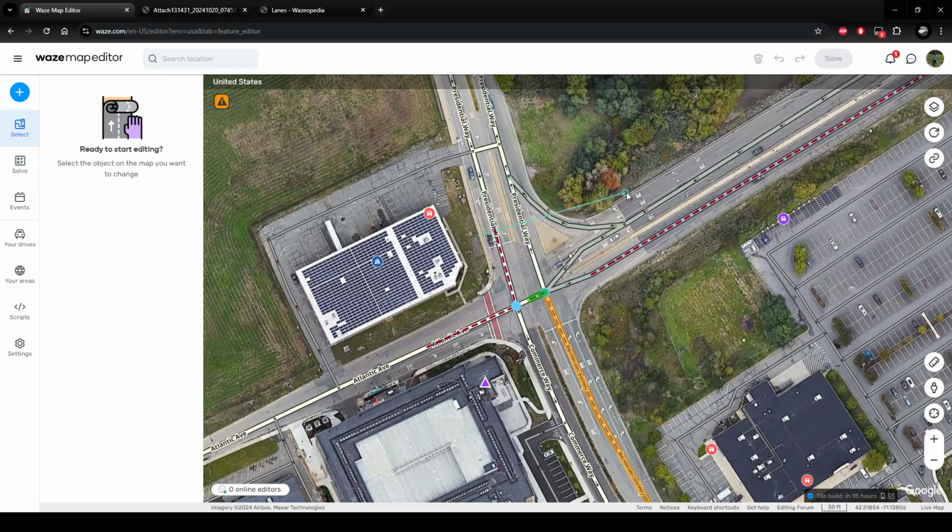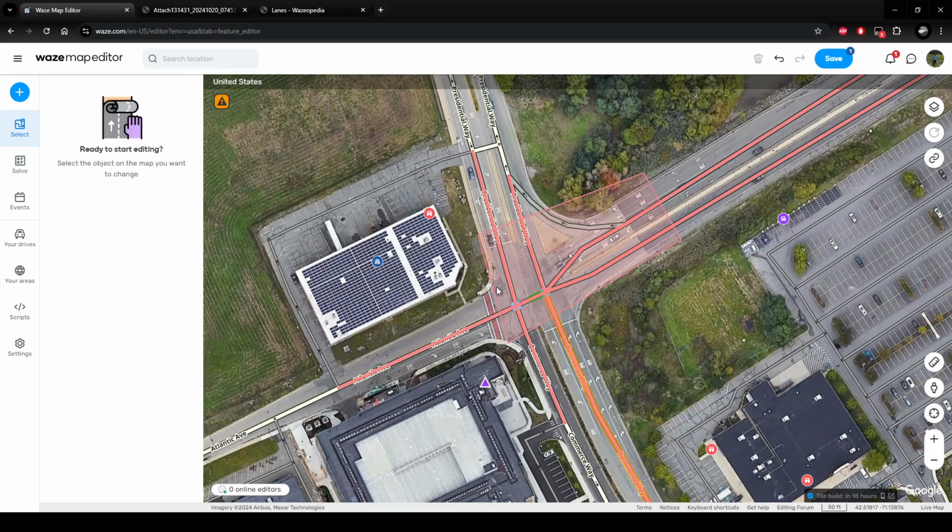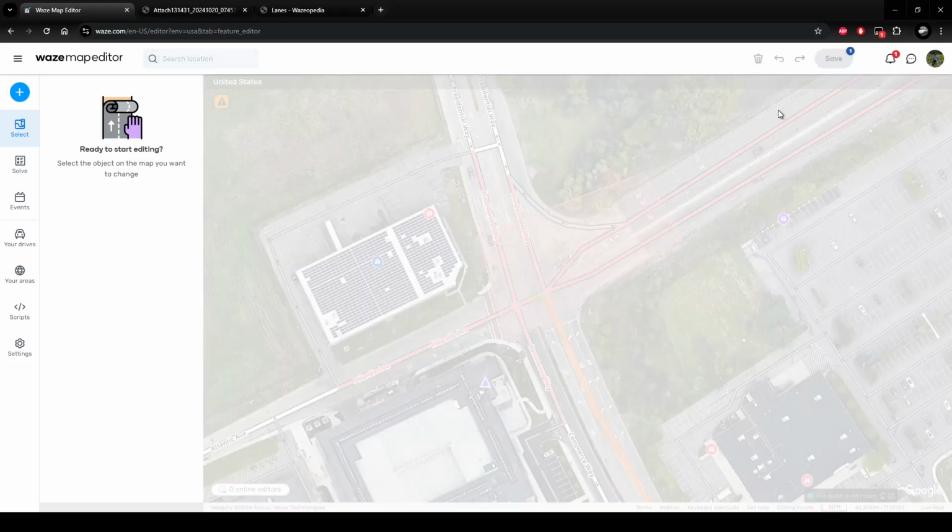I want to include over here so I can catch the split over here. And sometimes I draw them a little bigger than that. Sometimes I like to do shapes, but this should work fine. We shouldn't be shifting these lanes out too much in the future. So we have our junction box.